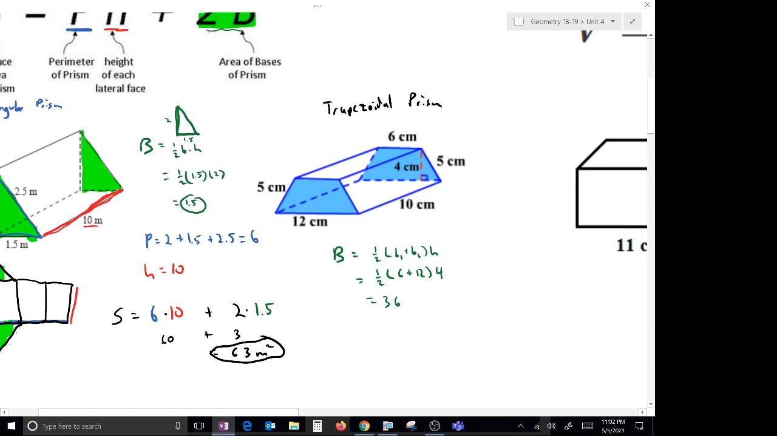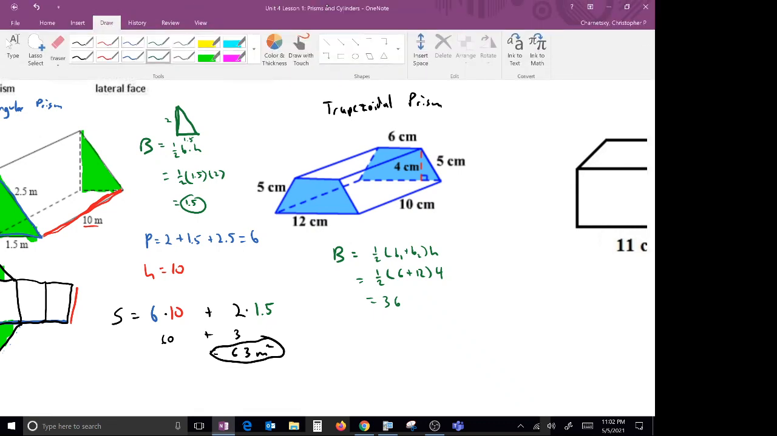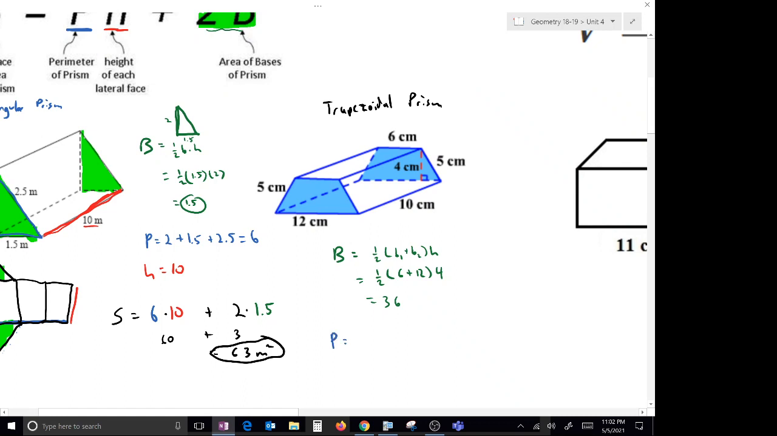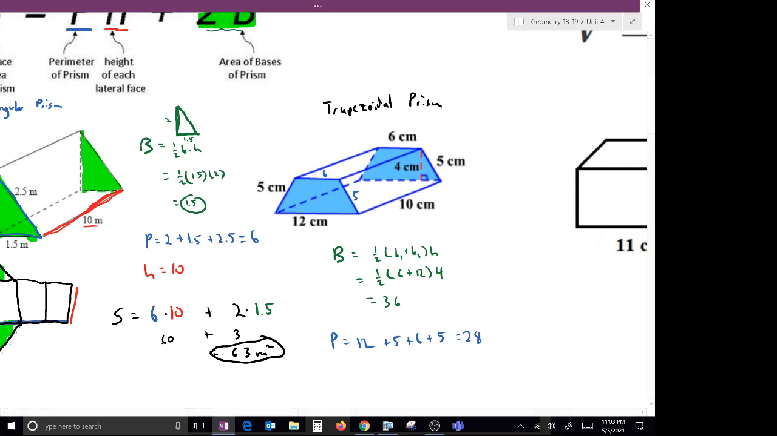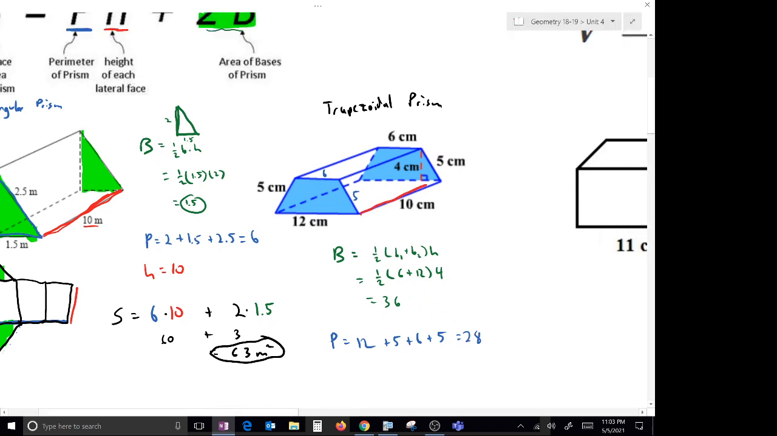Our perimeter of our base, so we got to add all the sides all the way around. So that is going to be 12. And if we just look at where the sides are, there's a 5, there's a 6, so it's going to be 12 plus 5 plus 6 plus 5. So that's going to be 18, 28. And then our height is going to be 10.